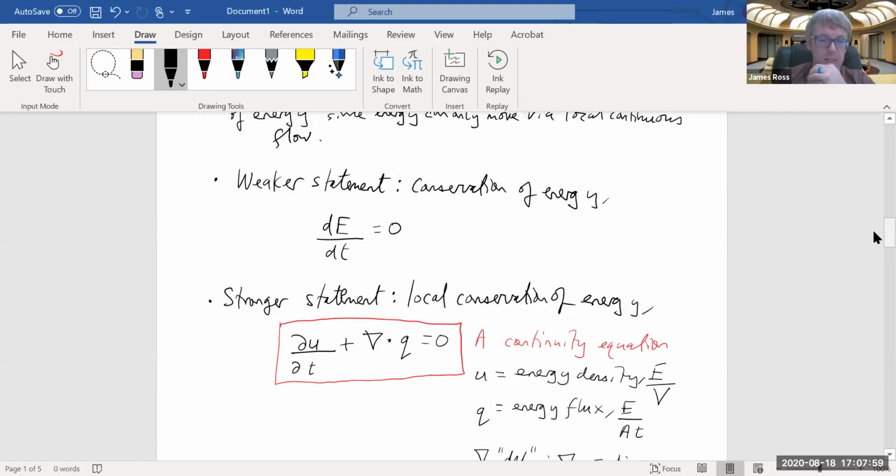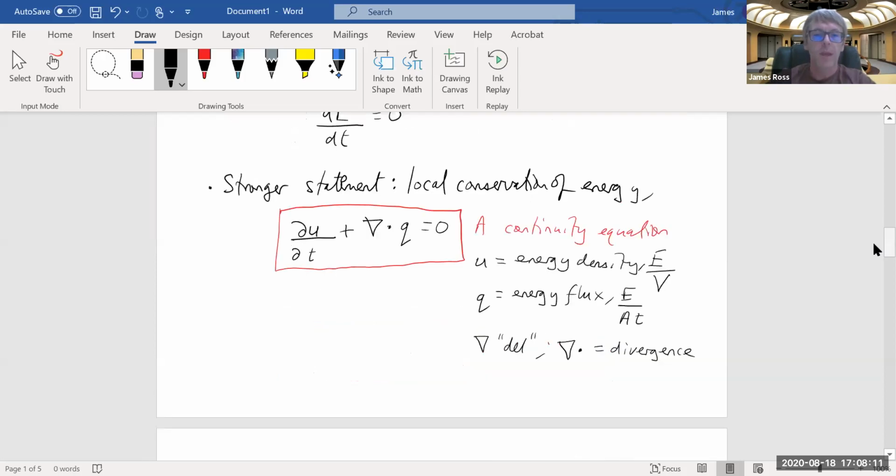Before I move on, I just want to say, we've got density in there, right? I've definitely got density in the U term, because this is a density video. I've got density locked in that flux as well. So actually I'll put it in red over here. Q is the energy flux.